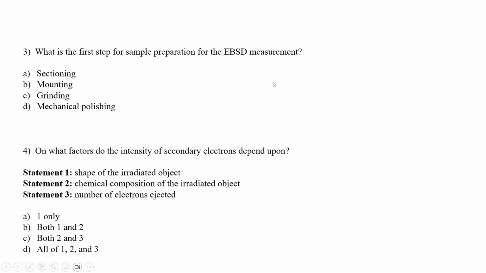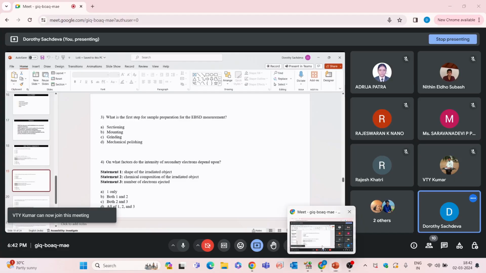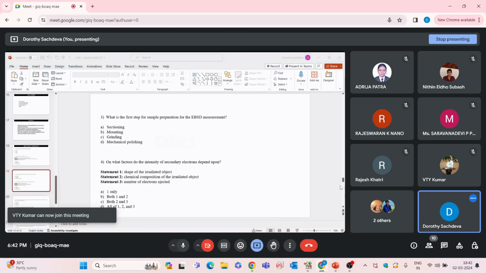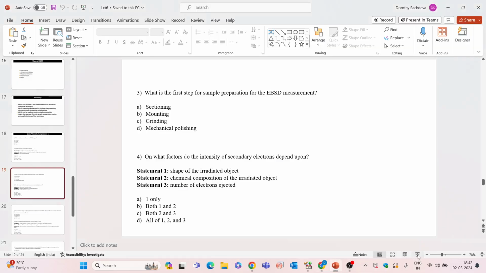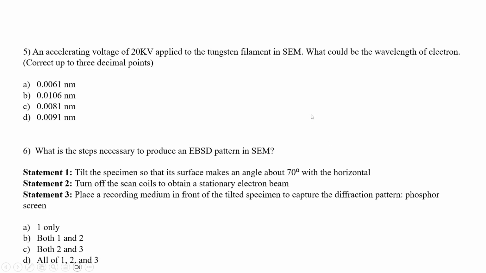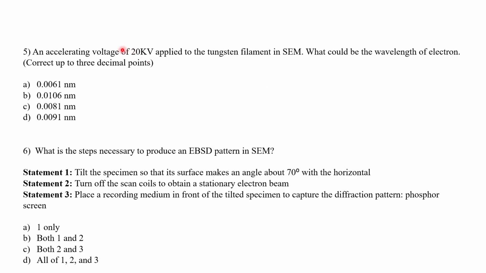Is this question clear to you, Gautam, now, or do you still have doubt? Okay. Then we'll move towards the next question.